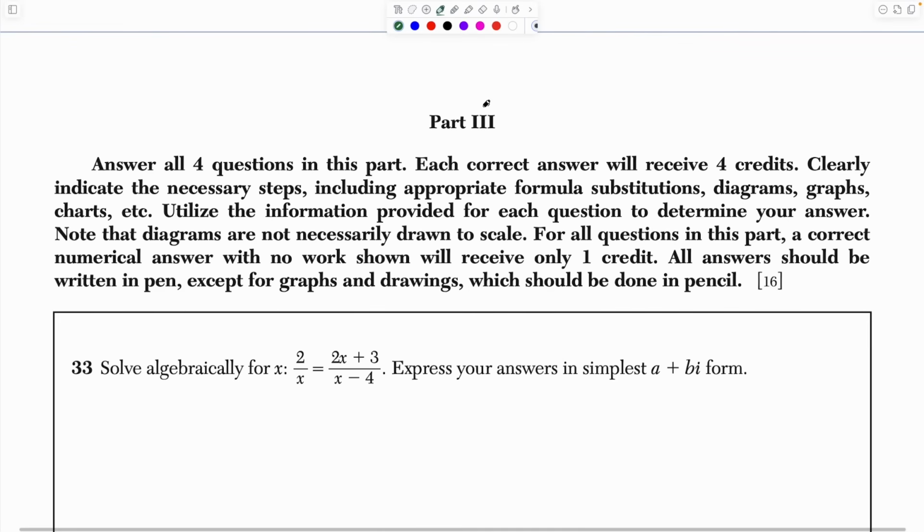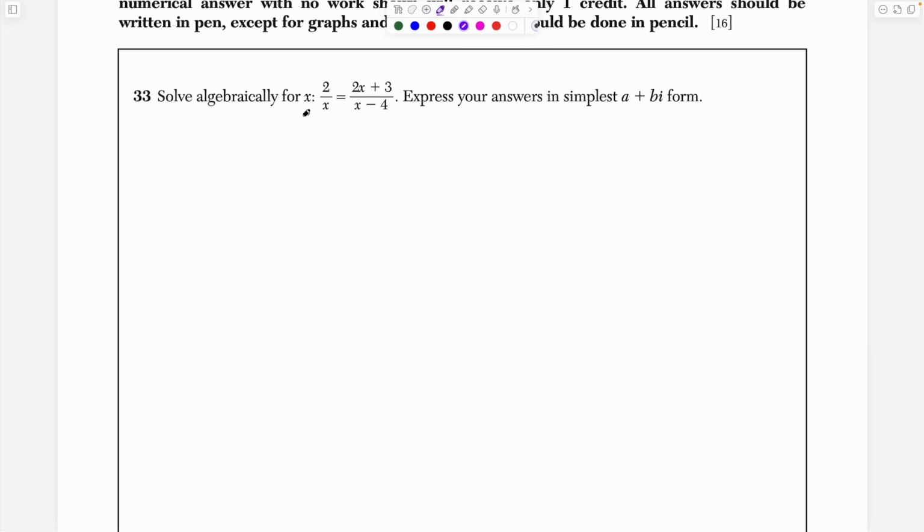So now we're moving on to the part 3 questions. There's 4 questions here, and each one is worth 4 credits. Question 33, solve algebraically for x. And we have the equation 2 over x equals 2x plus 3 over x minus 4. And we have to express our answers in simplest a plus bi form.